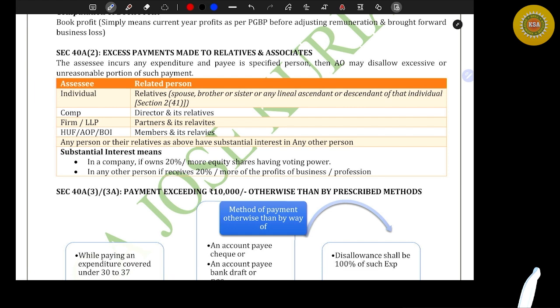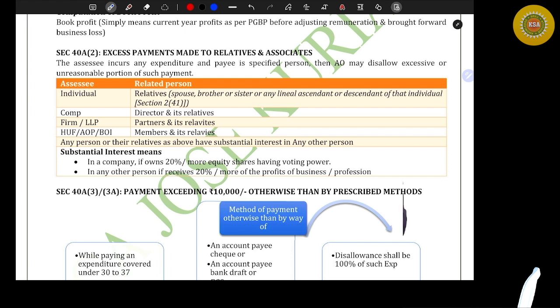So the department always checks whether you are making excessive payments to your relatives or associates. If you are, they have the right to disallow the excessive portion. It is an anti-avoidance measure. If the AO feels that you are making excessive payments to your relatives or associates, that excess portion shall be disallowed. Only that excess portion. Salary paid is 1 lakh, market value is only 20,000, so 80,000 only will be disallowed.